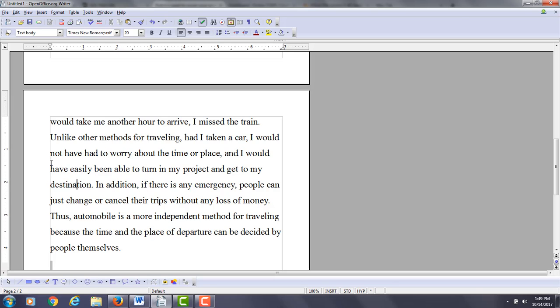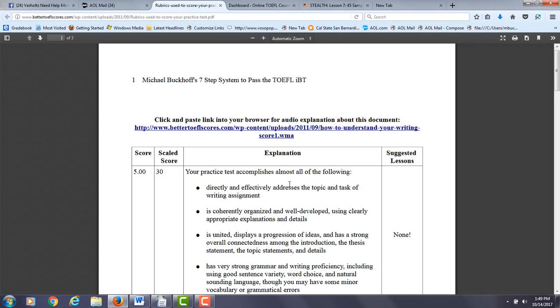In addition, if there is any emergency, people can just change or cancel their trips without any loss of money. Thus, the automobile is a more independent method for traveling because the time and the place of departure can be decided by people themselves. That's it.